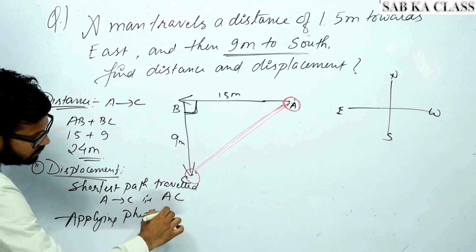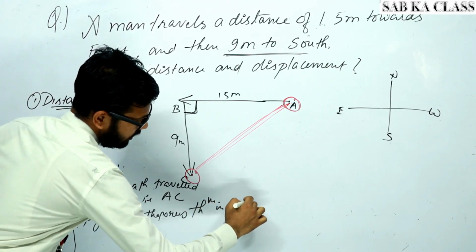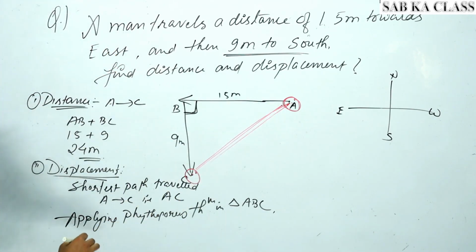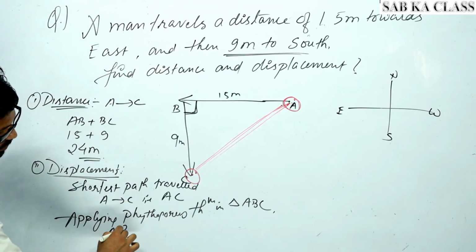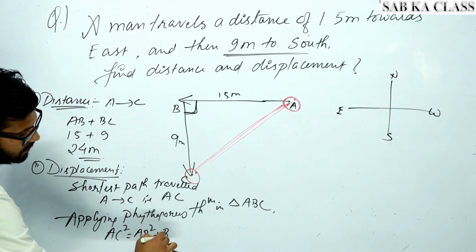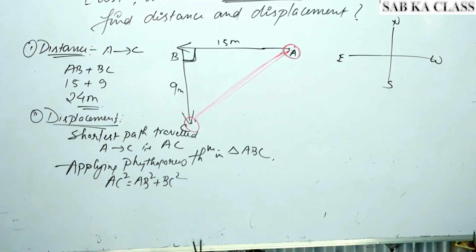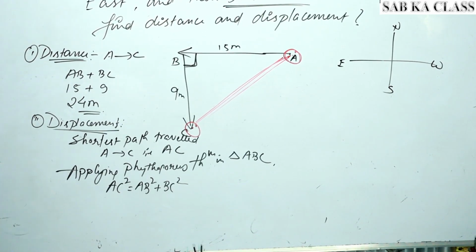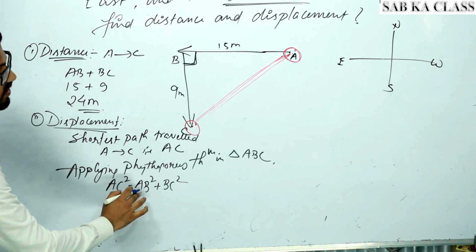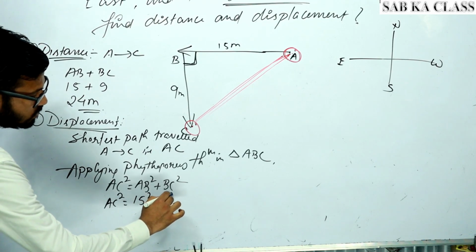Applying Pythagoras theorem in triangle ABC, the hypotenuse, the longest side, is AC. The theorem says AC square is equal to AB square plus BC square. Very simple, is it not, my dear? Okay, let us continue. AC is not given to us, so let us keep it as it is. AB is 15 square, and BC is 9 square.